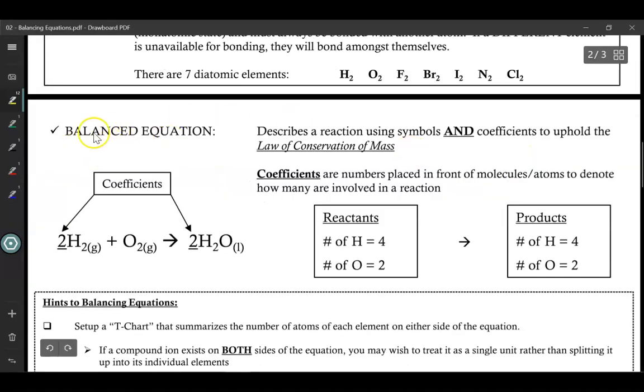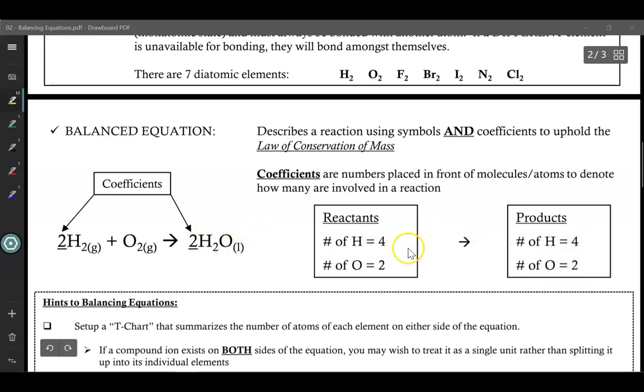And that's why we need the balanced equation. By adding in coefficients, we balance the equation so the number of atoms going into the reaction are the same number of atoms that come out of the reaction. Thus, the law of conservation of mass is upheld. By putting a 2 here, we now have 4 hydrogens and 2 oxygens. And then by putting a 2 here, we now have 4 hydrogens and 2 oxygens.